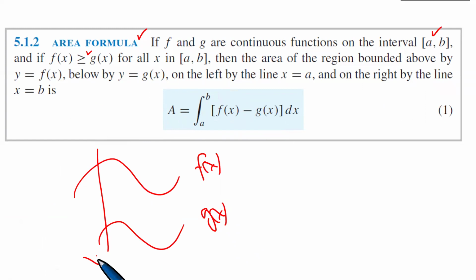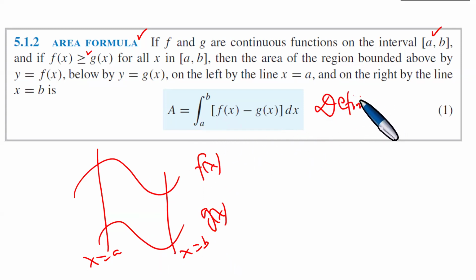On the left, and on the right, something of this nature. And if this happens, then the area is obtained by performing the definite integral with limits of integration from a to b. So you take the upper curve f of x minus the lower curve, or you can say right minus left, up minus bottom, whatever the language.